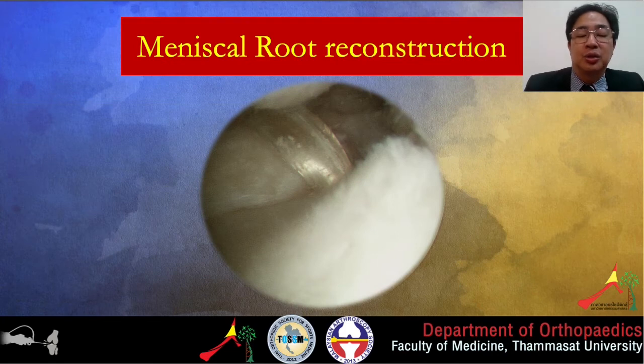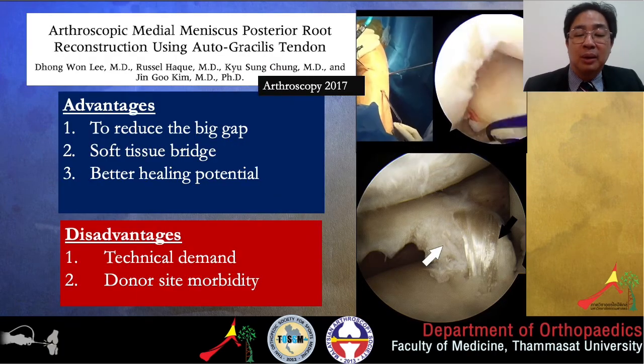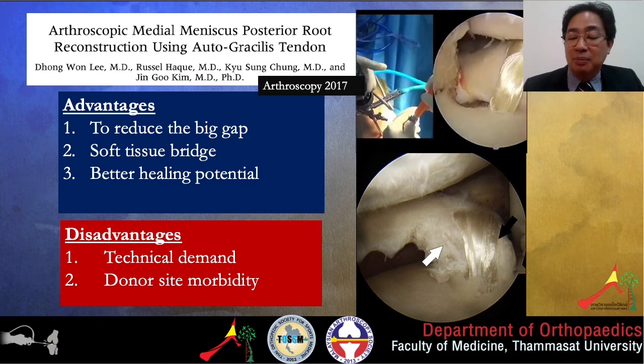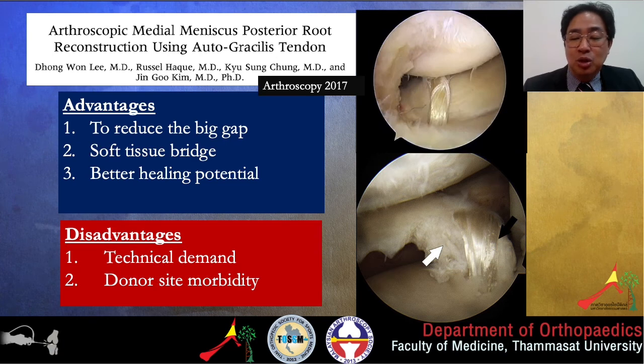This is the last issue, meniscus root reconstruction with gracilis tendon. It was proposed by Dr. Jin Gu Kim in 2017. The benefit of using gracilis instead of suture is that it's a soft tissue bridge from meniscus into the metaphysis bone, so it can close the bigger meniscus defect with good healing potential.